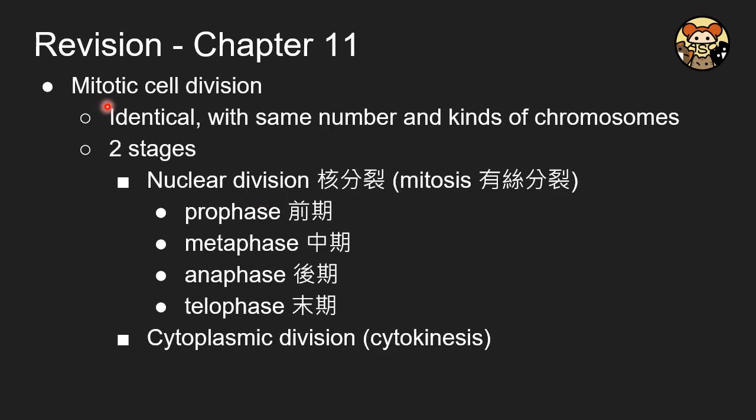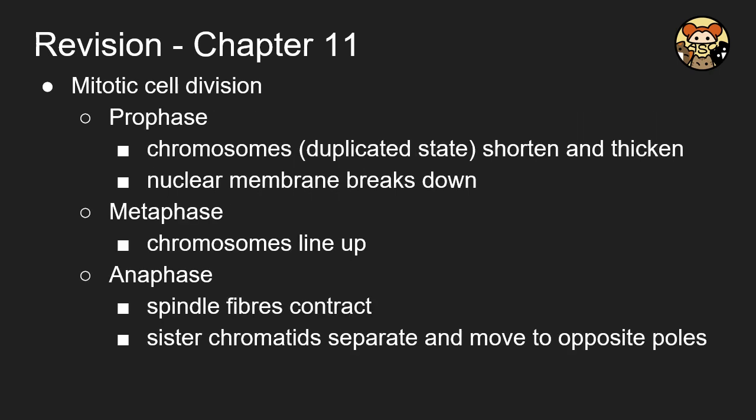So mitotic cell division, the ultimate goal is to form identical cells with the same number and kind of chromosomes as the parental cell, that is the mother cell. It can be further divided into two stages, that is nuclear division and also the cytoplasmic division. For nuclear division, it contains prophase, metaphase, anaphase, and also telophase. And for cytoplasmic division, it is also known as cytokinesis. This is the separation of the cytoplasm.